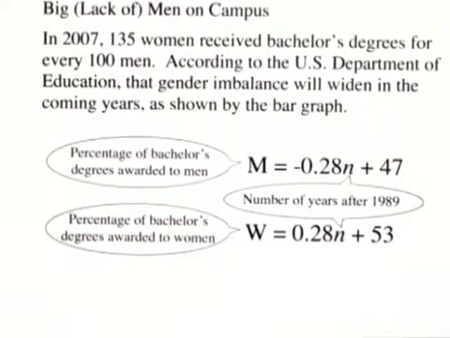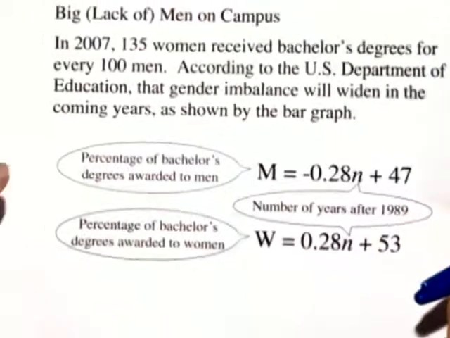M represents the percentage of bachelor's degrees awarded to men. It's given by negative 0.28n plus 47. Whereas W represents the percentage of bachelor's degrees awarded to women, and it's given by 0.28n plus 53. And it's important to note in our formula that n represents the number of years after 1989.